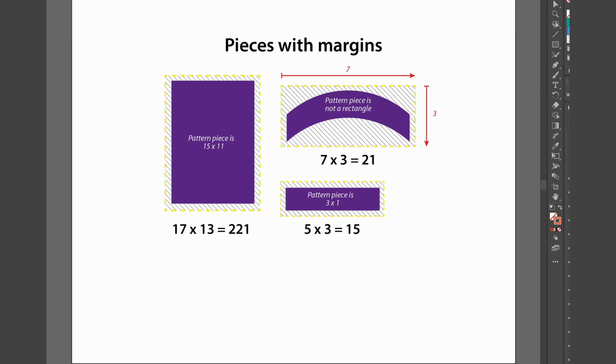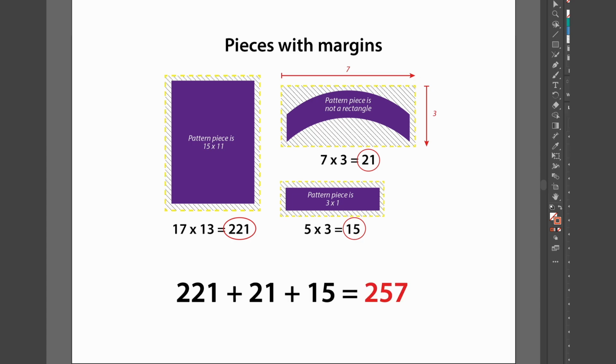We're doing a 1 inch margin all the way around, and that gives us a 5 by 3, which is 15 square inches. So in order to calculate, we would take 221 and then 21 inches, and add that, and then 15 inches and add that, for a total of 257 square inches.